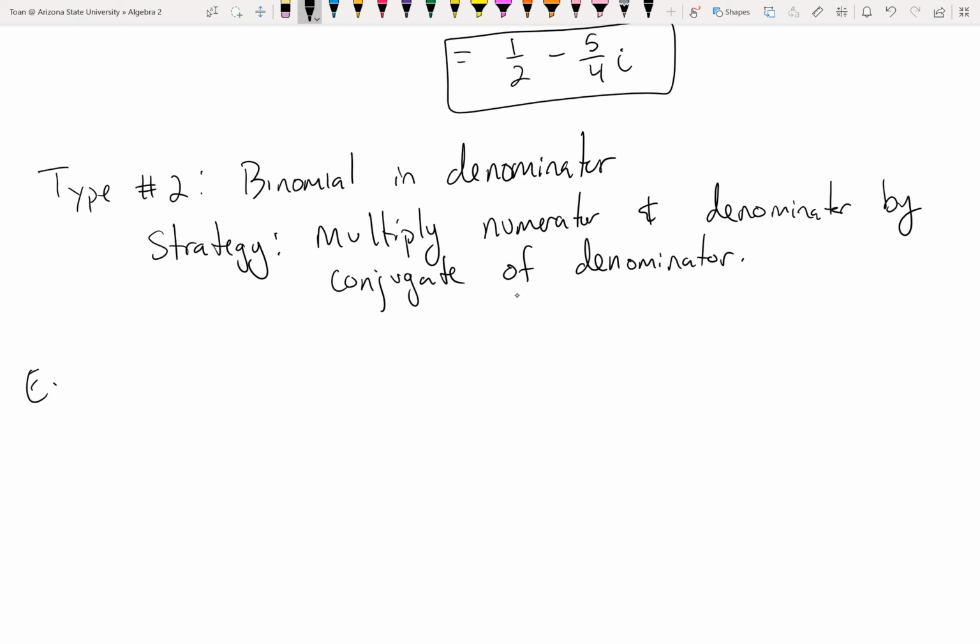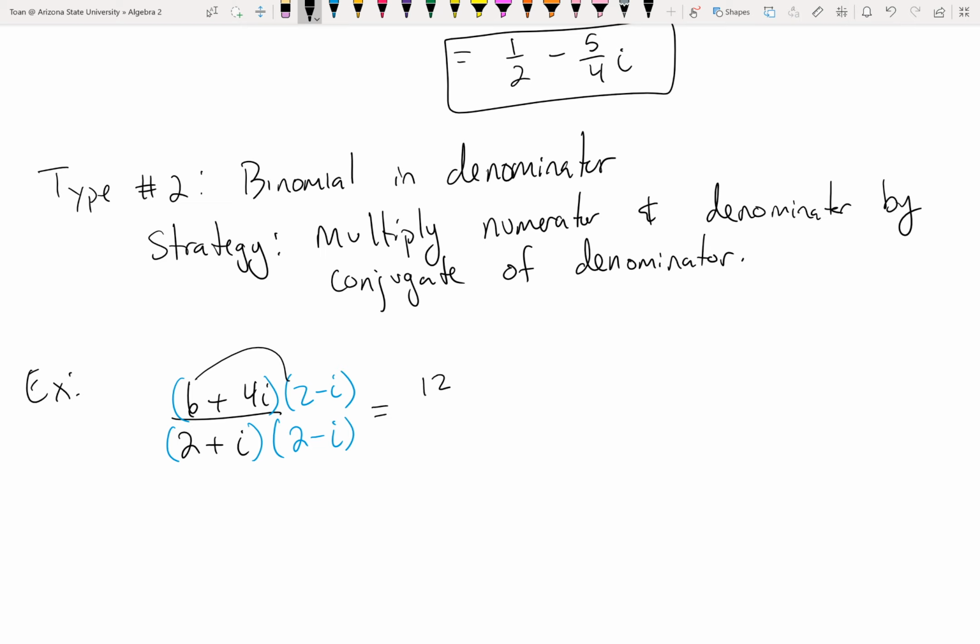Let's take a look at an example here. Suppose I wanted to divide 6 plus 4i over 2 plus i. So notice in the denominator, I have a binomial. So the idea is, since I have a binomial, I'm going to multiply top and bottom by the conjugate. Well, the conjugate of 2 plus i is 2 minus i. So then you go ahead and do repeated distribution, or FOIL, if that's what you want to call it.